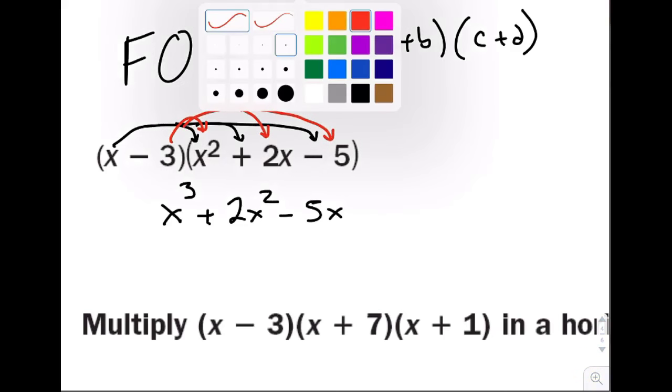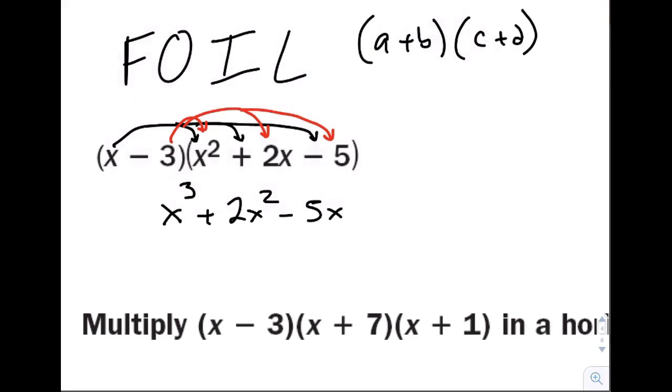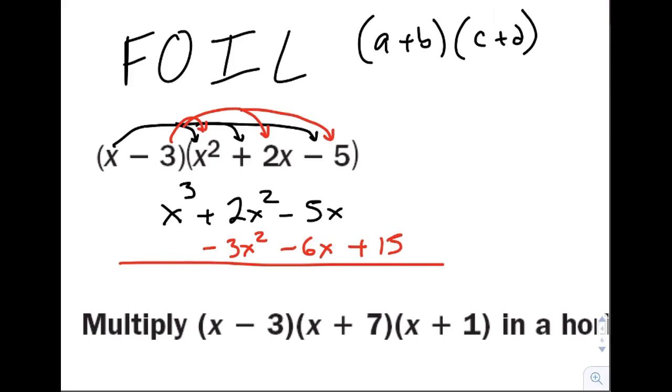And as I write it, I'm actually going to slide it over 1. So it's going to be -3 times x squared. That's going to be -3x squared. You can see right away why I did that. Now my x squareds are lined up. Negative 3 times 2x is going to be a negative 6x. And negative 3 times negative 5 is a positive 15. Now I can add down.